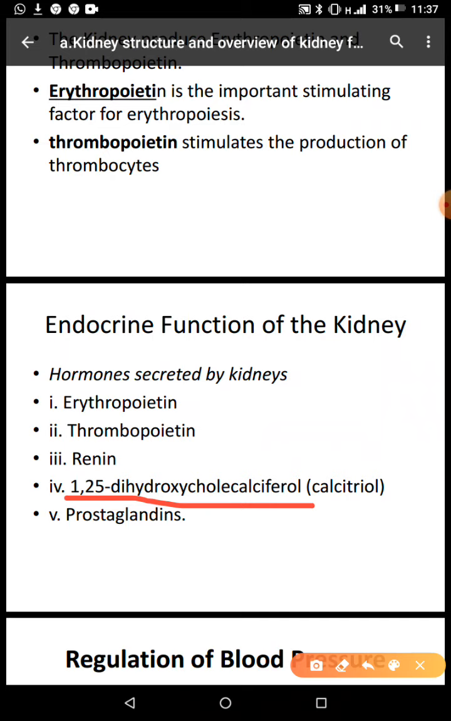Apart from 1,25 dihydrocholecalciferol, there are also prostaglandins. These are vasodilatory lipids, so they increase renal blood flow and glomerular filtration rate. Both the nephrons found in the cortex of the kidneys and the medullary nephrons are able to produce prostaglandins. We'll look at these later on.